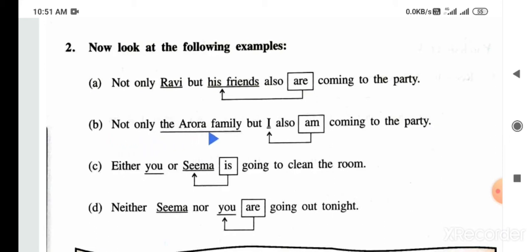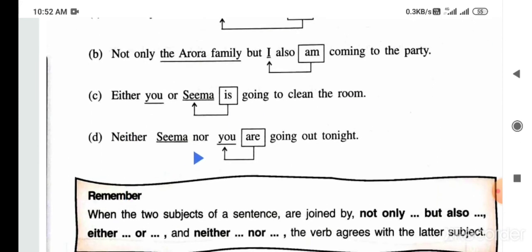Not only the Arora family but I also am coming to the party. यहाँ पे भी सेकेंड जो नाउन है, सेकेंड सब्जेक्ट है, उसके अनुसार am का यूज़ हुआ है. Either you or Seema is going to clean the room. Neither Seema nor you are going out tonight.